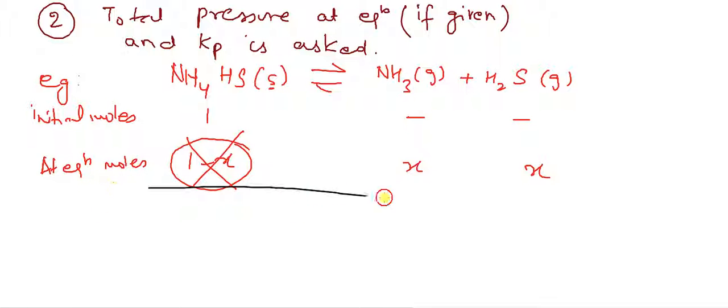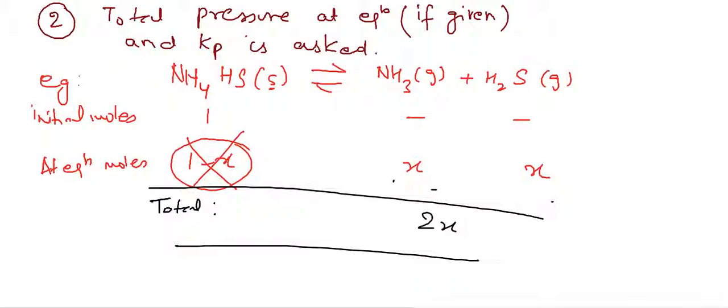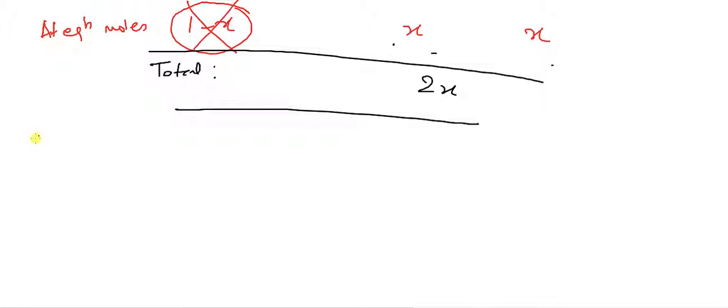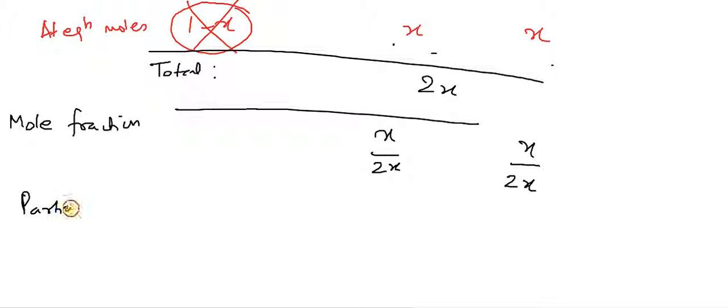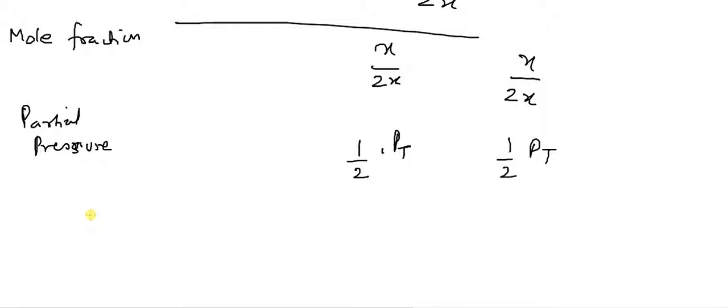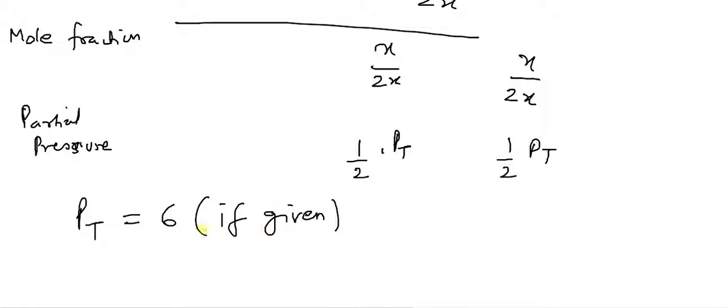So what is the total value? Total is the combination of these two, that is 2x. Nothing else is considered here. Now, can you tell me the mole fraction? Mole fraction will be x upon 2x, x upon 2x. What will be the value of partial pressure? Partial pressure will be 1 by 2 into Pt, and this is again 1 by 2 into Pt. And they are asking about P. What is Pt here? Pt is 6. If they give you the value of Pt in the question, then what is the value of Kp? Kp is this upon this, not this.